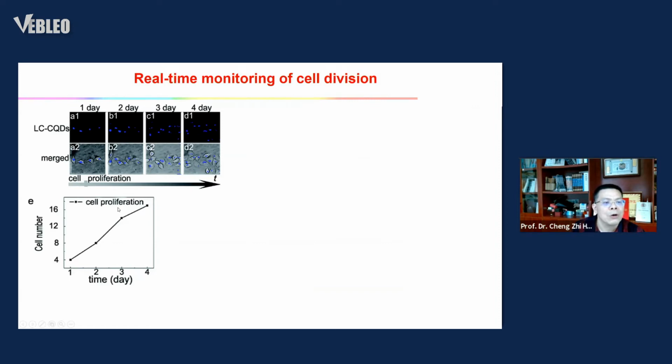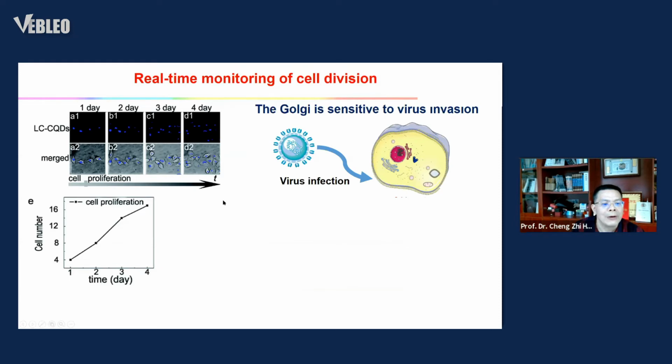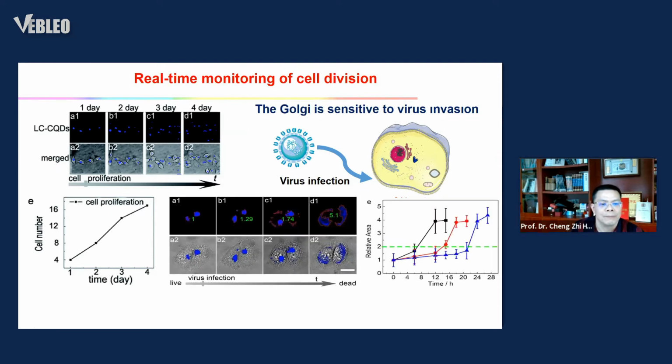Second, the Golgi is sensitive to virus invasion. By visualizing the dynamic morphologic changes of the Golgi apparatus during virus infection, we can see that the Golgi apparatus in HEP2 carbon dots stem cells has blue fluorescence emissions. With the infection of the virus, the blue fluorescence gradually collapsed, which indicates that the Golgi apparatus was fragmented.